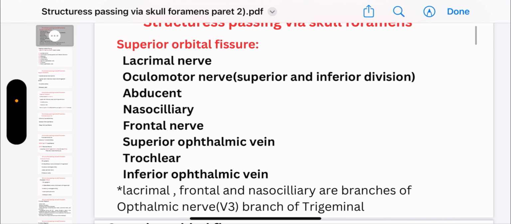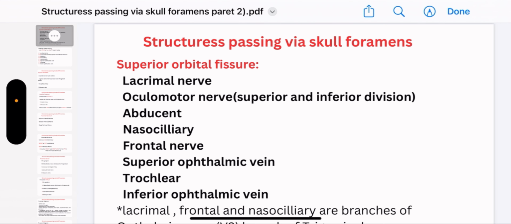Hello everyone, in this video I'm going to show you a very simple way to remember the structures passing via skull foramina. We made video part 1 and this will be part 2. The link for part 1 will be on the top of the screen.